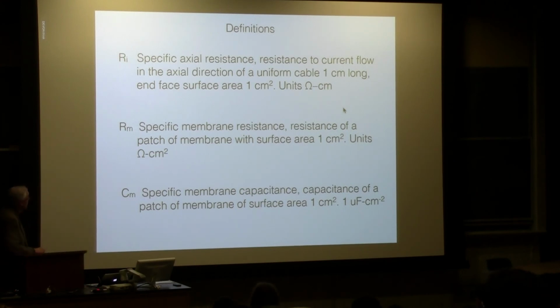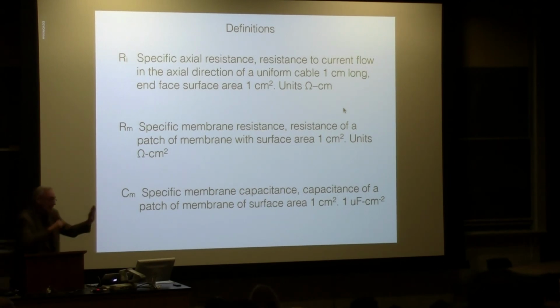Okay, here are the definitions we're going to work with. We've already talked about capital R sub I, specific axial resistance, resistance to current flow in the axial direction of a uniform cable, 1 centimeter long, end face surface area 1 square centimeter, a special chunk of cable. And it will have units of ohm centimeters. And in a moment, we'll see how these units make sense. We're going to work through the units and make sure that they are sensible. That's the units of axial resistance.